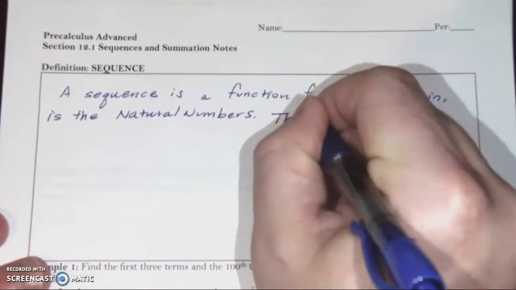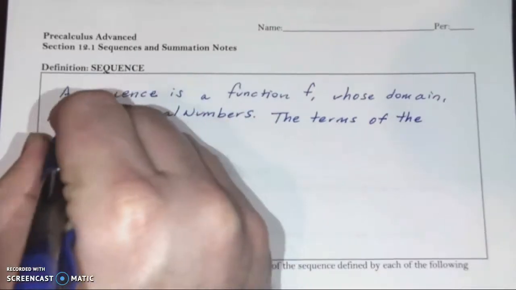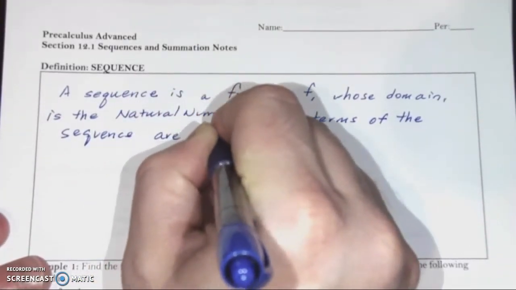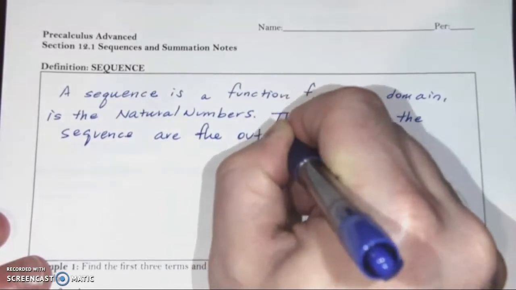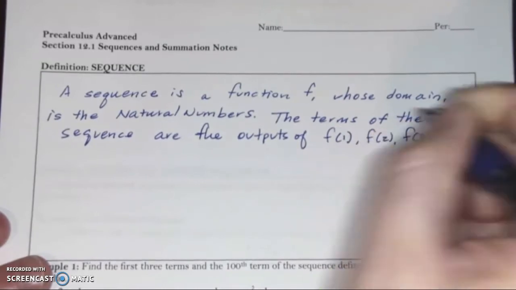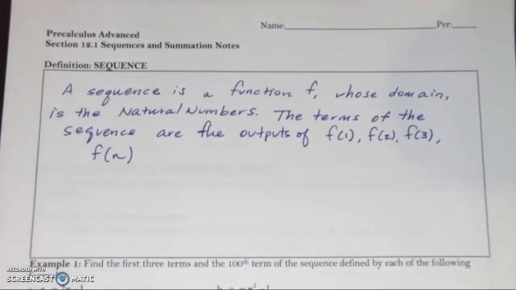The terms of the sequence are the outputs of f of 1, f of 2, f of 3, all the way to f of n. That would be the nth term, maybe one we don't know. Okay, so really these f of 1, f of 2, f of 3, f of n represent terms of the sequence. Just like a sequence that you guys used to mess around with back in the day where a teacher gave you a sequence and said find the next two terms.